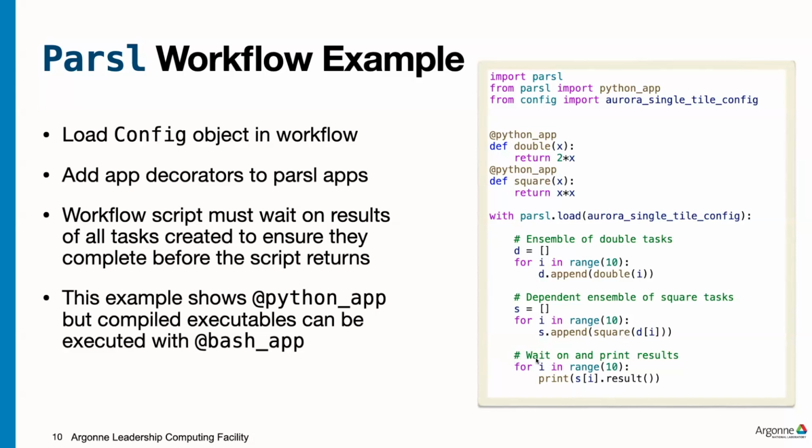And then, very important, we always have to include a wait. Here, implied, there is a wait on the result of square, because this can't really be created until square returns. But here we then wait on the results of all the square tasks before they return. And so the end result of this script is you will just print out the results of the square tasks, and you will have completed all your double tasks and all your square tasks.